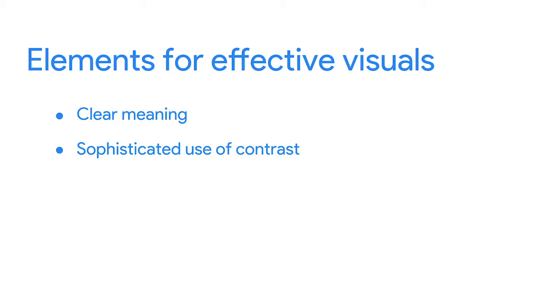The third essential element for effective visuals is refined execution. Visuals with refined execution include deep attention to detail, using visual elements like lines, shapes, colors, value, space, and movement. In other words, the elements of art that we talked about earlier.